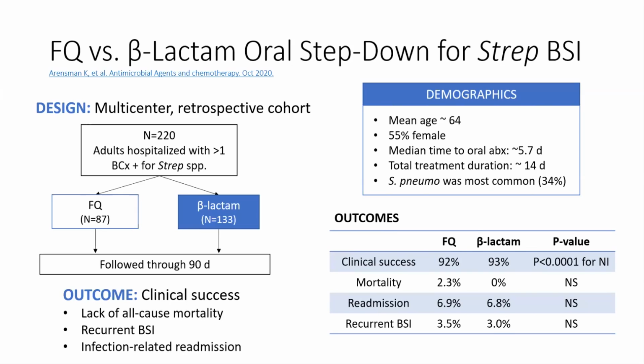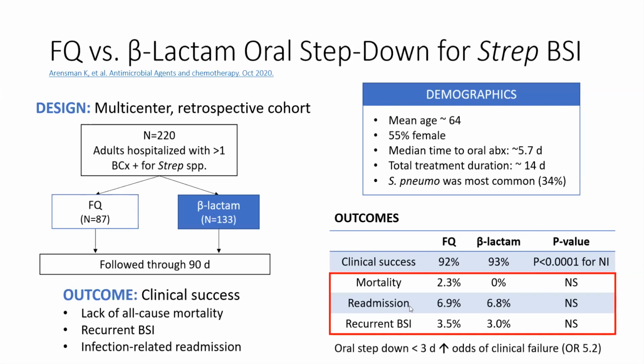In terms of the outcome, for the primary composite outcome of clinical success, they found that beta-lactam therapy was non-inferior to fluoroquinolones, and there was also no significant differences between any of the composites of clinical success. The one predictor of clinical failure, however, was if patients were transitioned to oral antibiotics within 3 days.